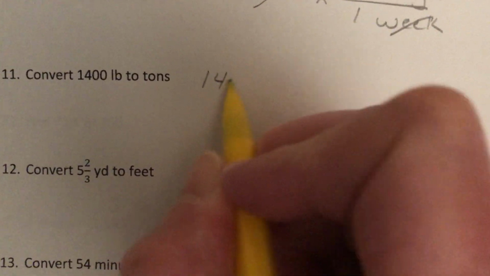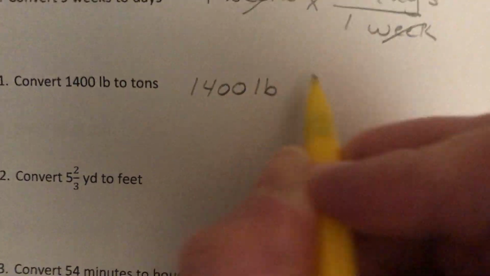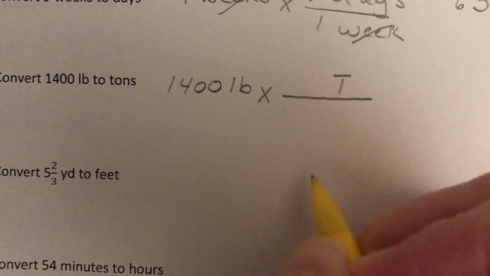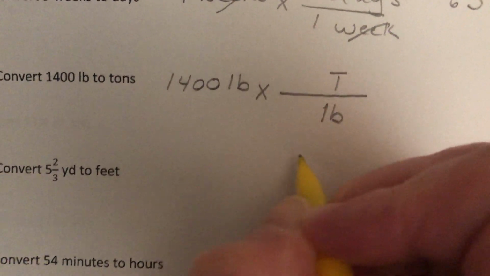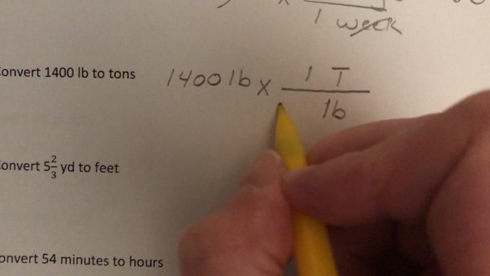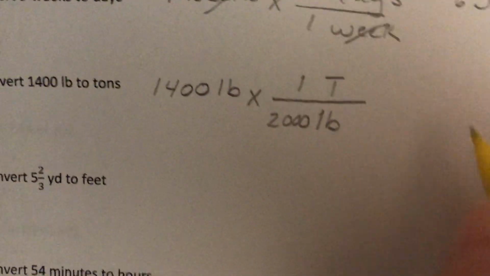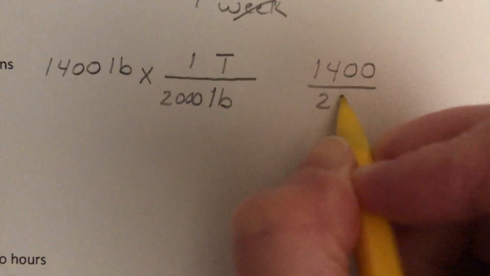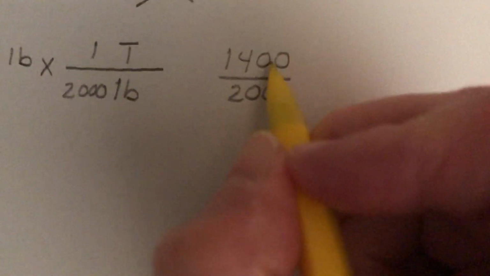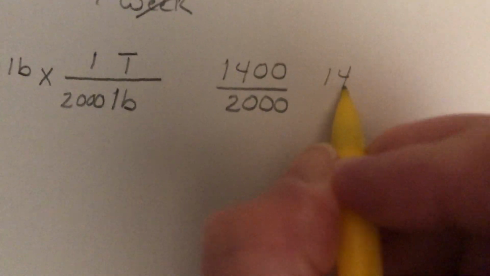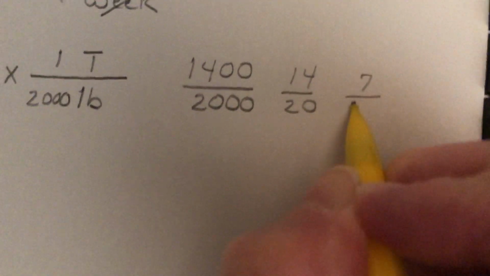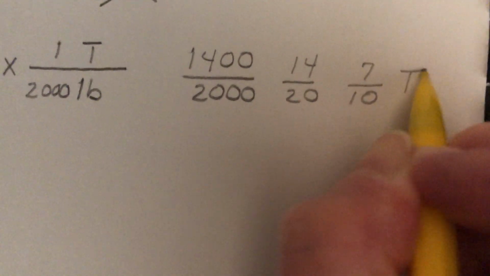Convert 1,400 pounds to tons. So I have 1,400 pounds. I write down what I have. Then I multiply by a fraction, and I want tons to be in my answer. I want to get rid of the pounds. The conversion factor is that 1 ton is 2,000 pounds. So this becomes the fraction 1,400 over 2,000. Dividing both of these by 100, I get 14 twentieths, and then dividing by 2, I get 7 tenths tons.